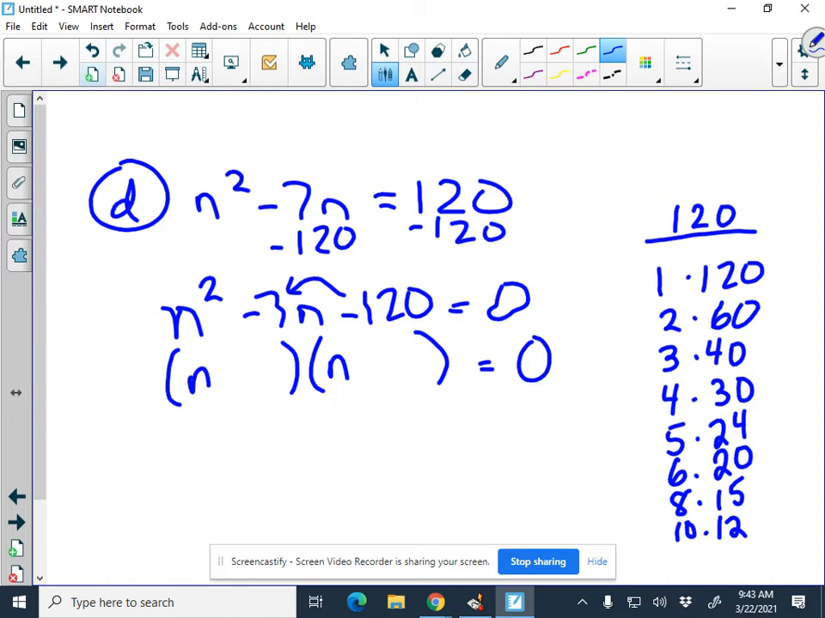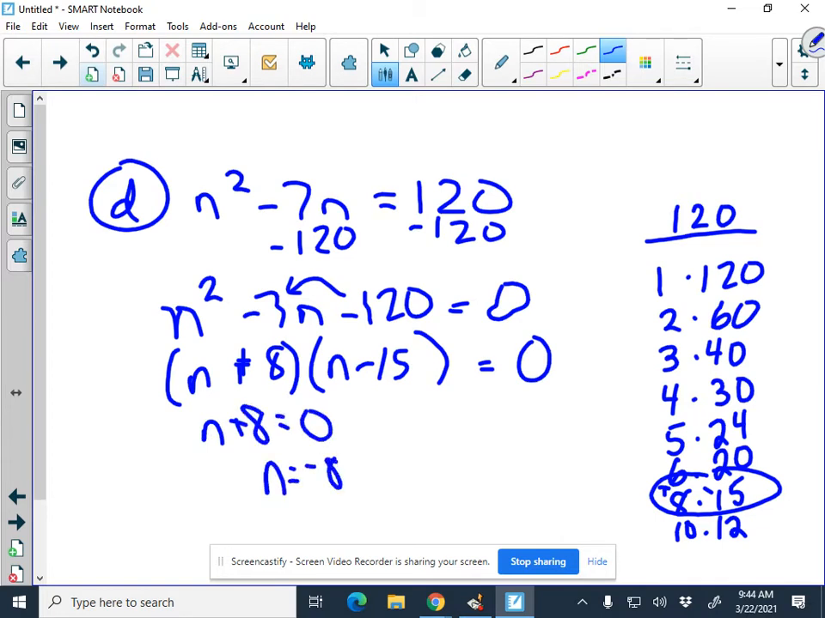Which ones subtract to 7? 8 and 15. Which one do we want to be negative? The 15. Because then we have positive 8 minus 15, that'll get us negative 7. n plus 8 equals 0, n is negative 8. n minus 15 equals 0, n is 15.